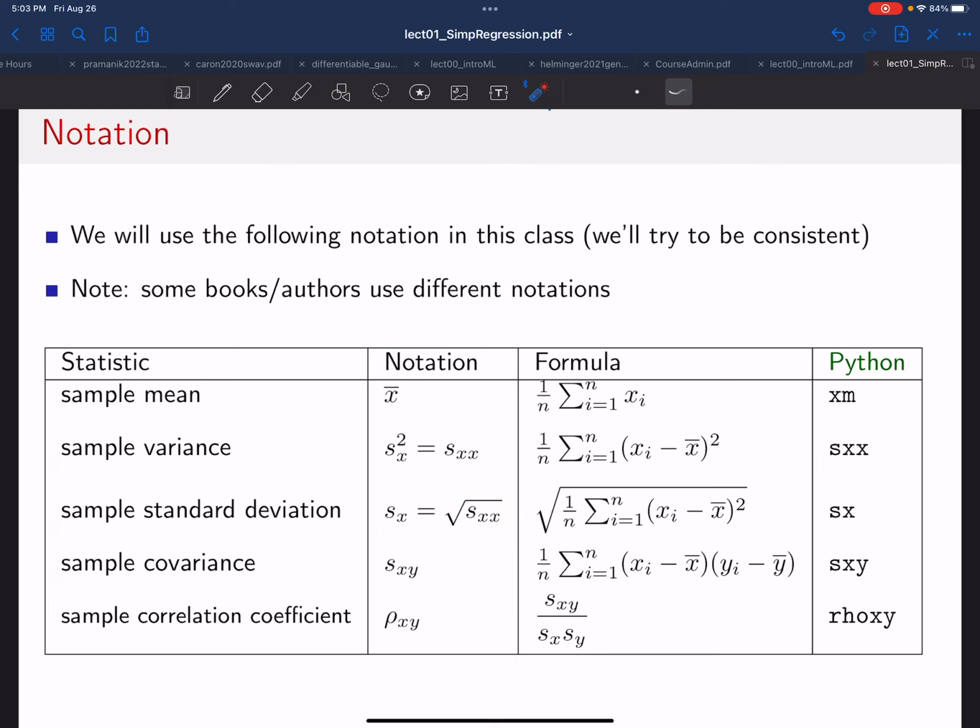In terms of the formulas, this was our formula for our sample mean, formula for our sample variance. This sample standard deviation is just that square root. Sample covariance, we saw this. And finally, we have our sample correlation coefficient, which is just this covariance normalized by those sample standard deviations. In Python code, we will try to be consistent in the demos, naming things xm for the mean of x, sxx, sx, sxy, rho xy.